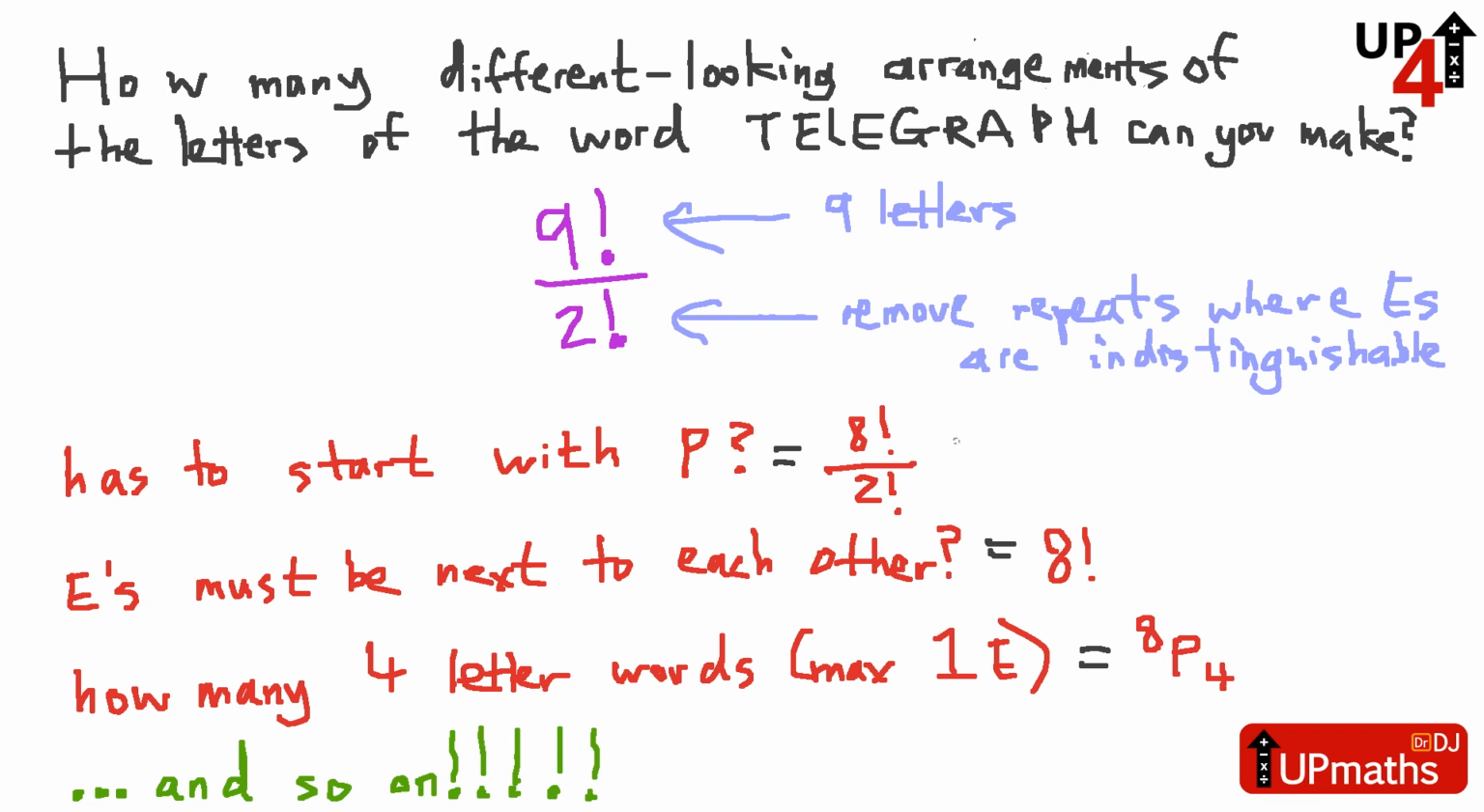Okay, what if it has to start with a p? Well, then it'll be 8 factorial divided by 2, because you can just literally ignore the p. So you're like, well, I'm stuck with a p. All I'm doing now is trying to fit the remaining 8 letters on in lots of different ways.